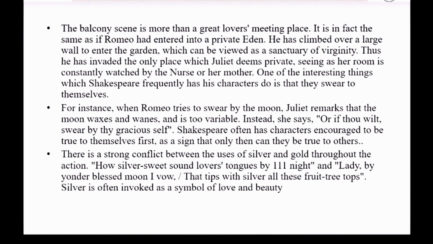One of the interesting things which Shakespeare frequently has his characters do is that they swear to themselves. For instance, when Romeo tries to swear by the moon, Juliet remarks that the moon waxes and wanes and is too variable. Instead, she says, "Or if thou wilt, swear by the gracious self." Shakespeare often has characters encouraged to be true to themselves first, as a sign that only then can they be true to others.